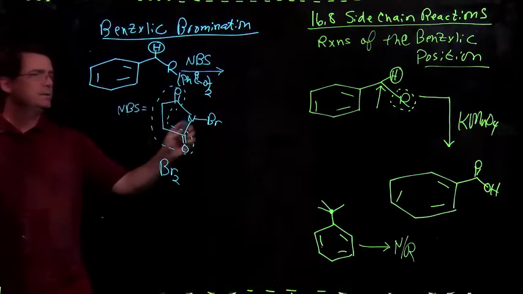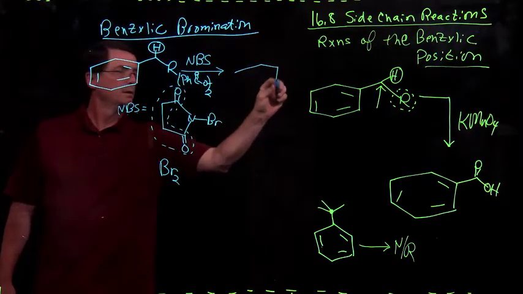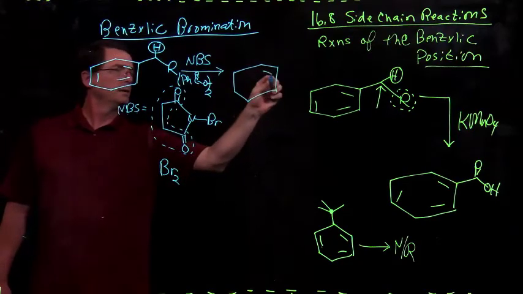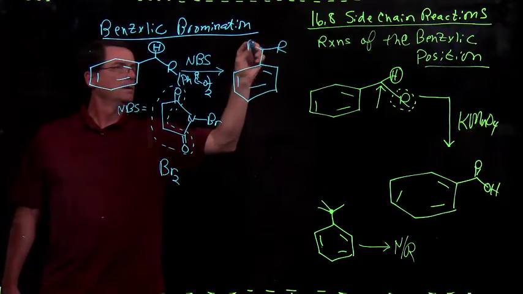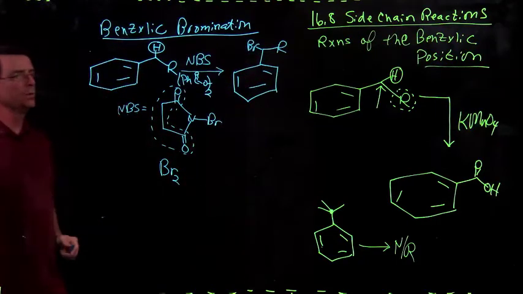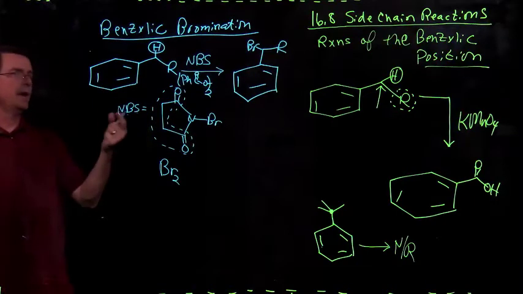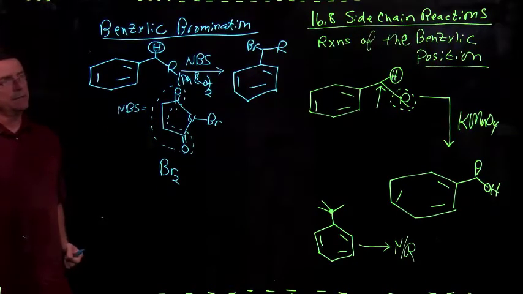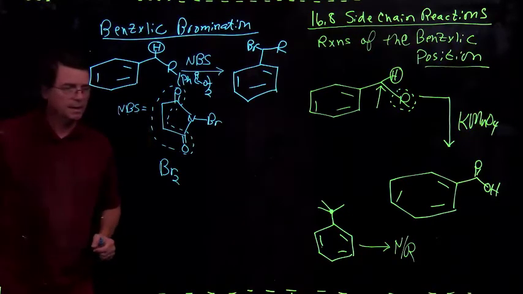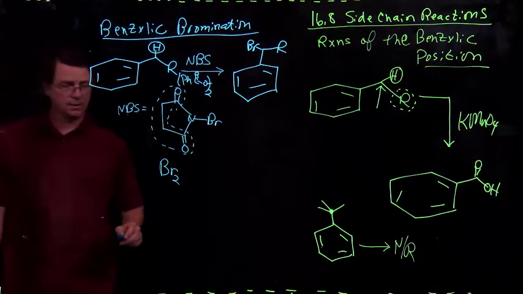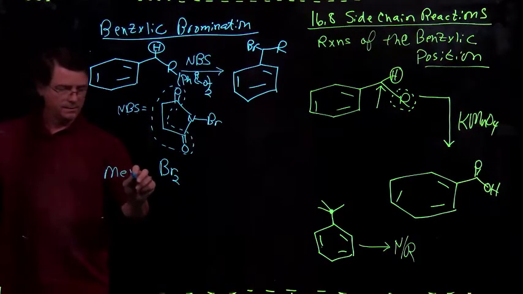So under these conditions, we get a single bromine at that benzylic position. Of course, once we've added the bromine, the reactivity goes down, and that contributes to the selectivity also. So now, how does this reaction occur? What's the mechanism?